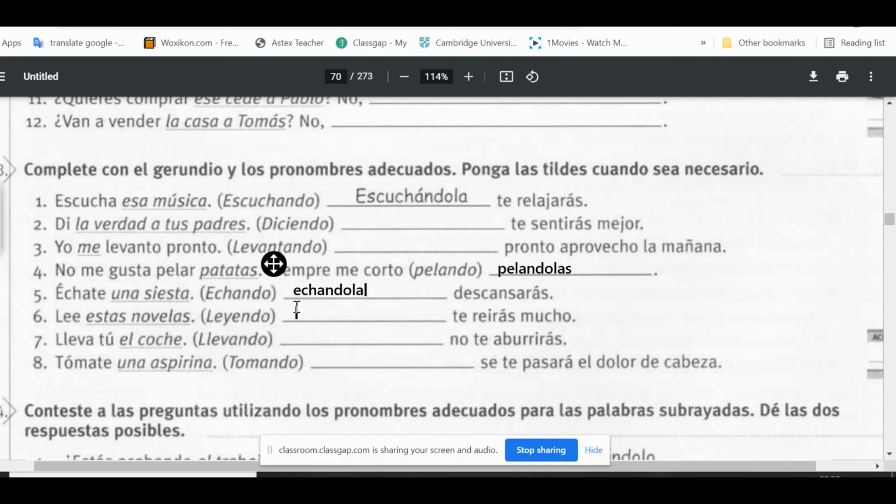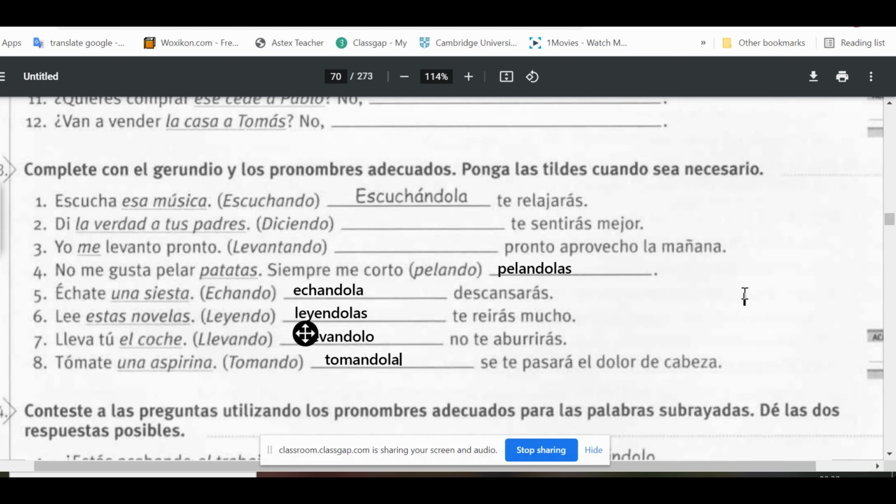Descansarás. Descansarás, yeah. Okay. Lee estas novelas. Okay, lee. Okay, so leyéndolas te reirás mucho. Lleva tú el coche. Llevándolo no te aburrirás. Tómate una aspirina. Tomándola se pasará el dolor de cabeza.